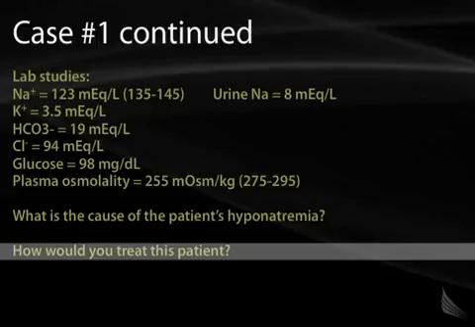The treatment for hypovolemic hyponatremia is intravascular volume expansion with the administration of IV fluids. IV fluids should correct the intravascular volume status, which will then appropriately suppress ADH release.